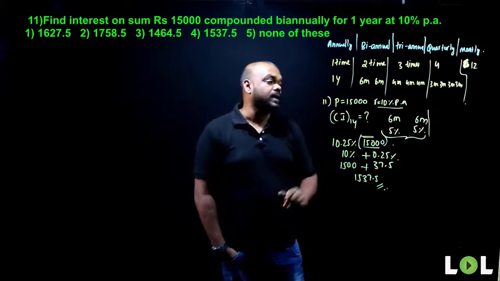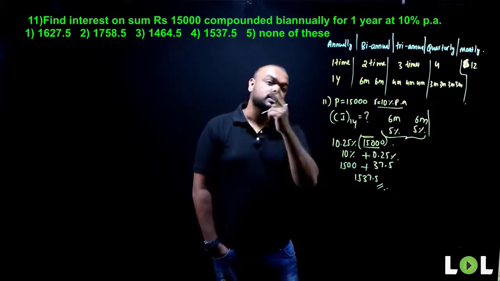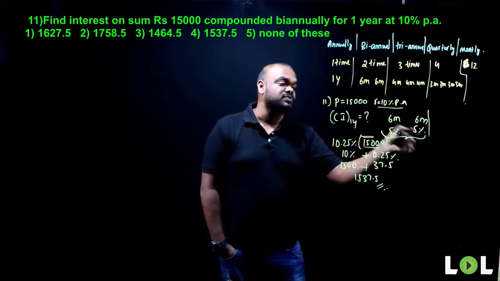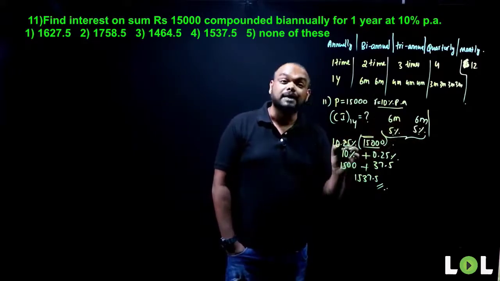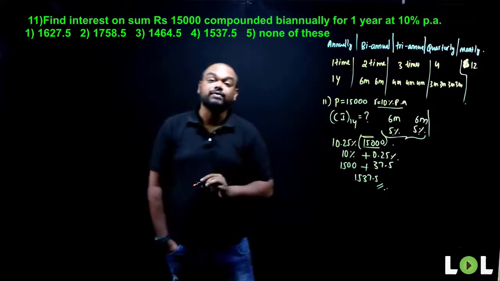Now, what happened? 10% is for 1 year. But we have to apply this 10% 2 times in a year. So divide the 10% by 2. What do we get? 5% for 6 months, 5% for 6 months. 5%, 5%, when I apply 2 times, that becomes 10.25% of principal. That is 10.25% of 15,000.